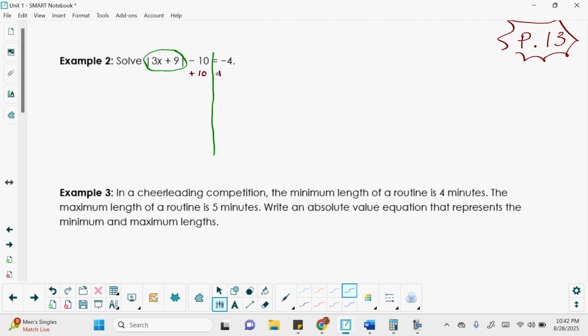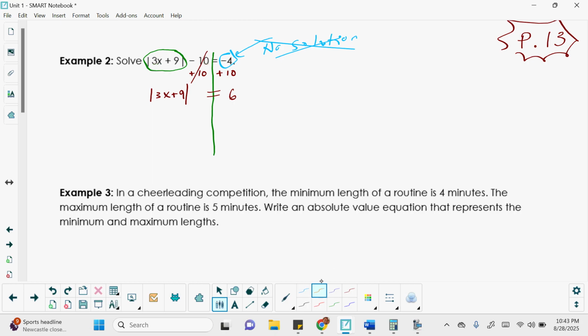So we're going to add 10. And what we're going to do is we're going to get the absolute value of 3x plus 9 equals, there's our equal sign, all right? Equals, and now we're going to simplify it, negative 4 plus 10 is 6. Now, if you started the problem off thinking, hey, this number is negative, this should be no solution, I get where you're coming from, but you can't say that yet until your absolute value is all alone. So we add that 10 over, and now we get 6.